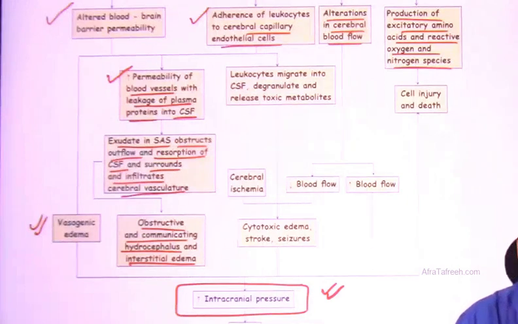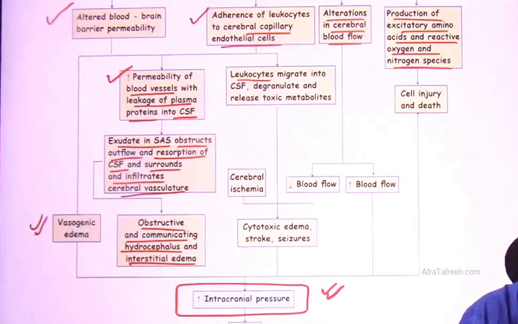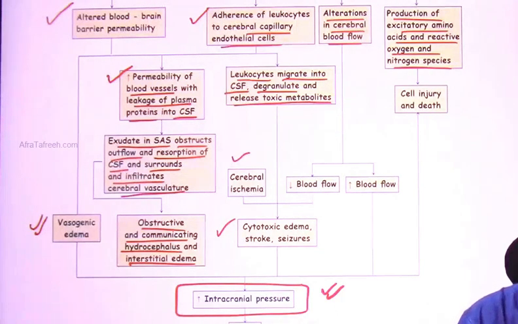Okay, let's see the other ones. Then what happens wherever there is infection, the leukocytes are there. The leukocytes migrate into the CSF, they degranulate, and they release what? They release the various toxic metabolites. Okay, and what happens by them? The cytotoxic edema, stroke, and seizures. Fine. Cerebral ischemia happens because of all these particular things.